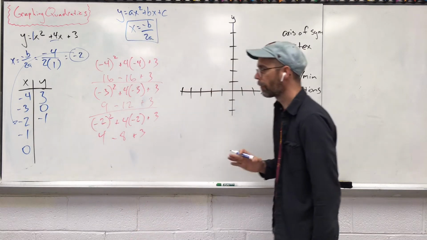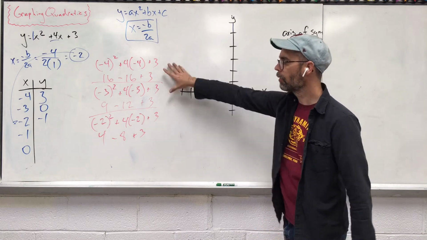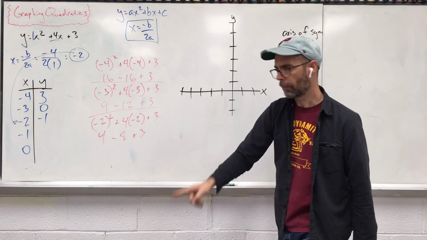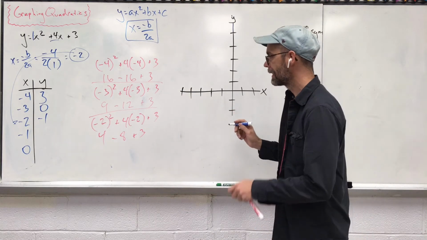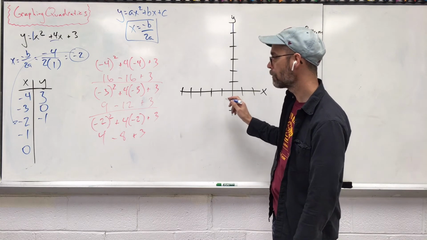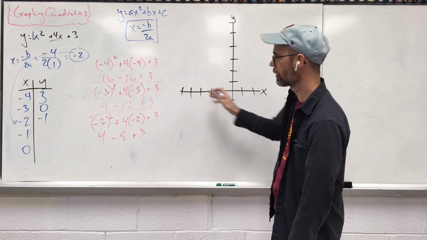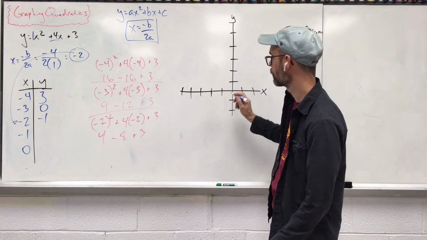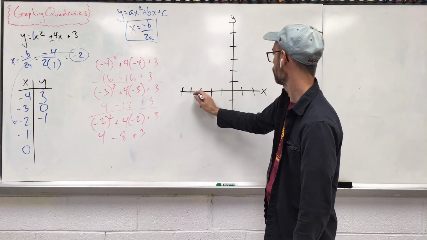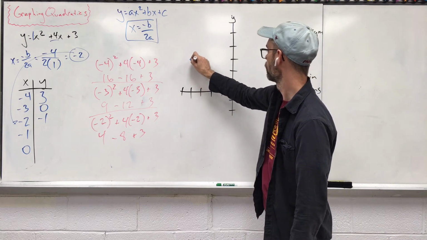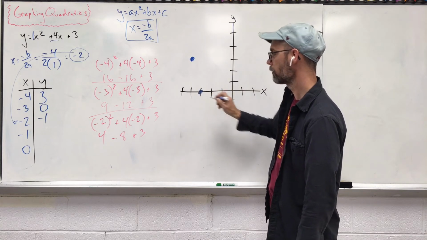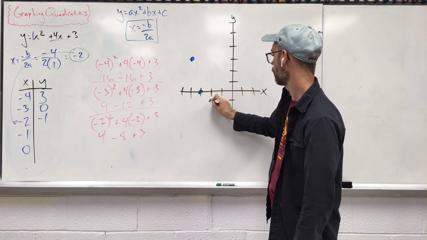Now, I'm going to stop there, because even though I only did 3 of these, I could keep going. But since we have an axis of symmetry, we have the middle of our graph, and I'm going to graph those first 3 points. Back 4, up 3; back 3 and 0; back 2, down 1.